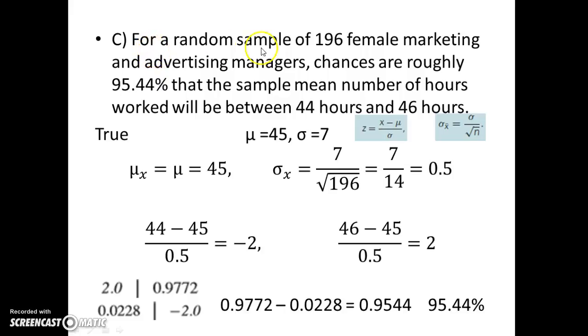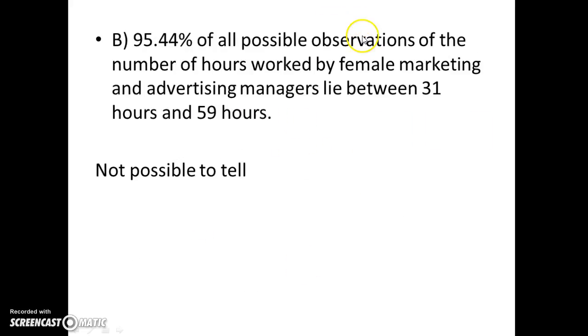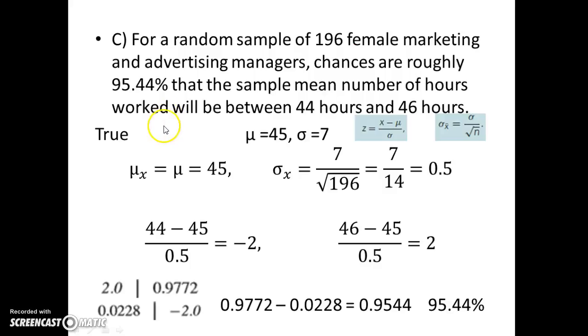For a random sample of 196, this is like the question we did in A, so it's the same sample size, but this time it says that 95.44% lies between 44 and 46 hours. Let's check if this is true. We do the same thing, so we find the standard deviation for the sample, which is 0.5, and we find the z-scores for 44 and 46. For 44, the z-score is going to be -2. For 46, the z-score is 2.